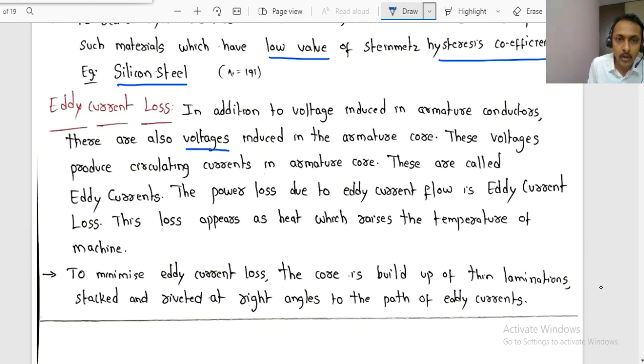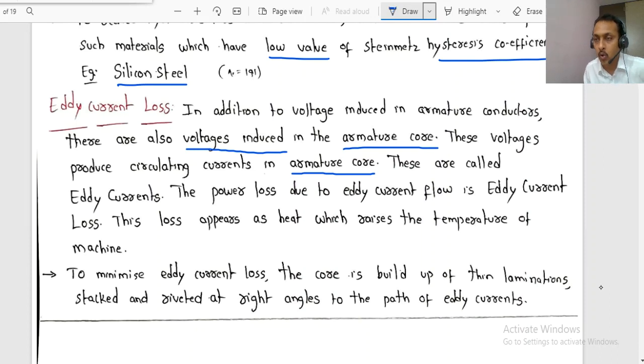Very important. Because of the voltage induced in the armature core, some current will be circulating in the armature core, not only in the conductors placed in the slots of the armature, but also on the outer surface of the armature core. There is a possibility for circulating currents to be produced. Very important: this is not due to the EMF induced in the conductors. This is due to the voltage induced in the armature core.